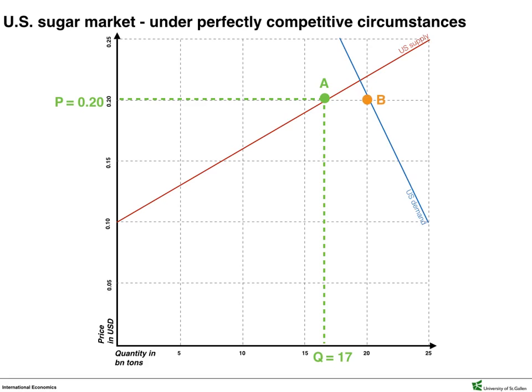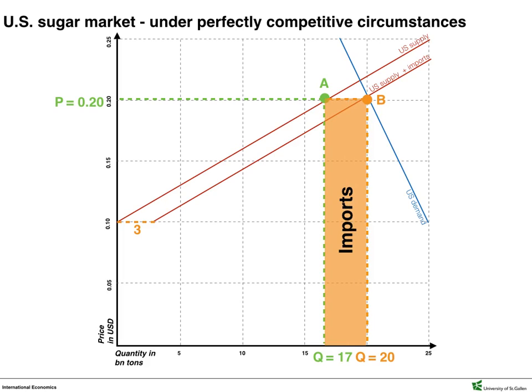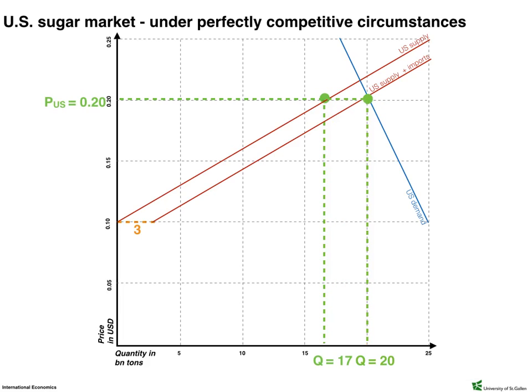The tariff quota limits US imports to 3 billion pounds, giving us a second supply curve of US production plus the imports, arriving at a total quantity of 20 billion pounds at the set US price of 20 cents. Obviously, the USA protects their domestic sugar production, but at what cost? We will see that right away.